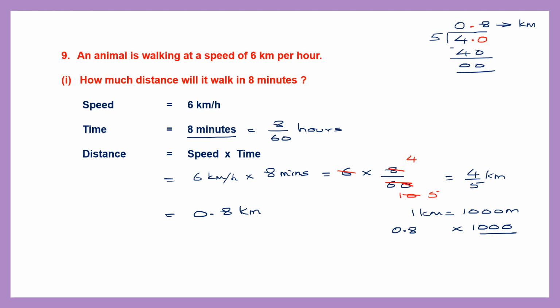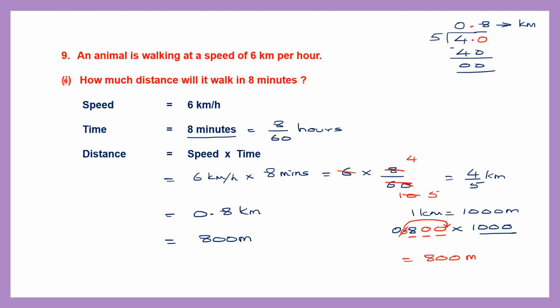So 3 places to the right means 1, 2, 3, and the point has to come here. So in these places we are going to put zeros. Now the point is removed from here and it has gone after the 0 there. So what do we have here? We have 800.0 or simply 800 meters. So if you want to write your answer in meters, you write 800 meters. So the answer is 0.8 kilometers or 800 meters.